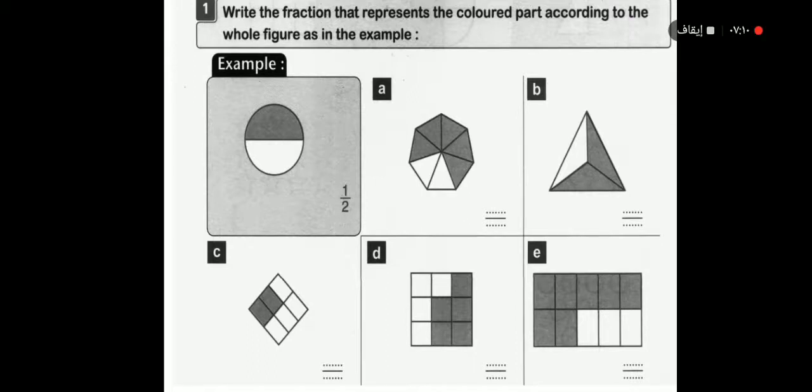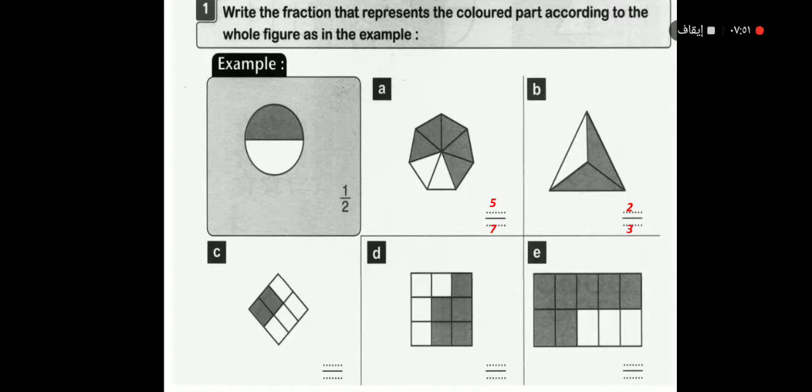Figure A. How many shaded parts? 1, 2, 3, 4, 5. All parts, count with me: 1, 2, 3, 4, 5, 6, and 7. All parts 7. Then the fraction is 5 over 7. Figure B. How many shaded parts? 2. Excellent. And all parts? 3. The fraction will be 2 over 3.